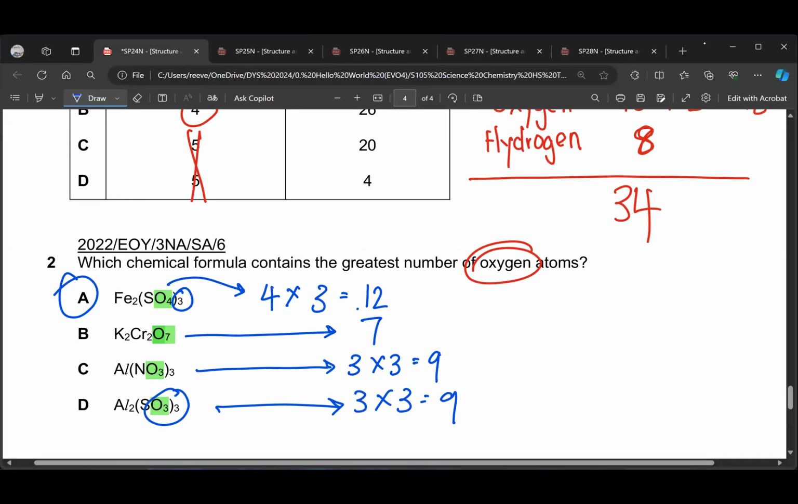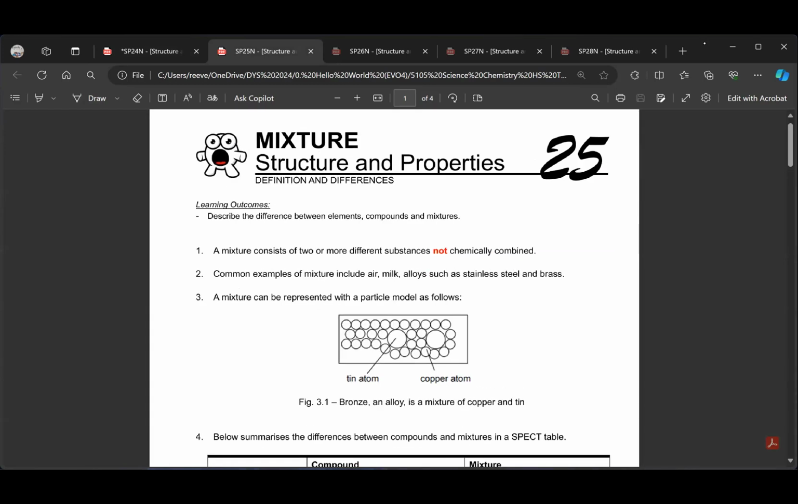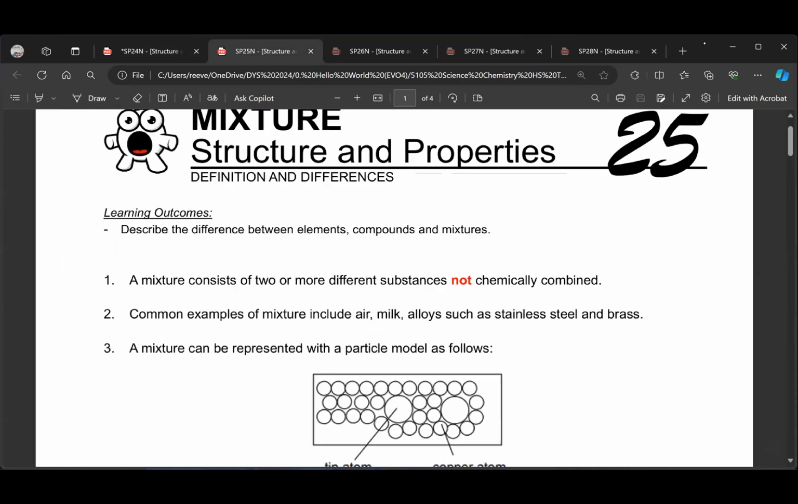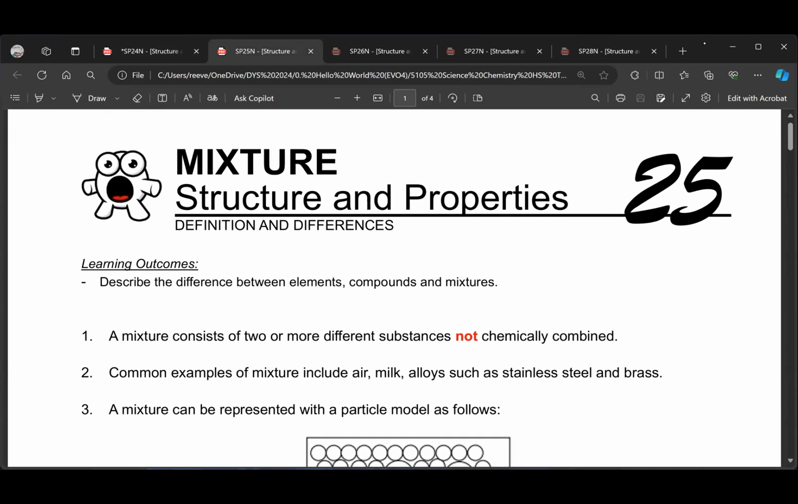I need to jump over to the next set of notes. That's number 25, so make sure you have number 25 ready. I am on number 25 now. You don't know whether you have switched to number 25. If you have not switched to number 25, quickly pause the video and switch to number 25. Then after you switch, you unpause the video, then you continue.